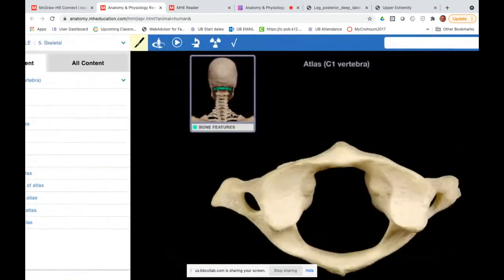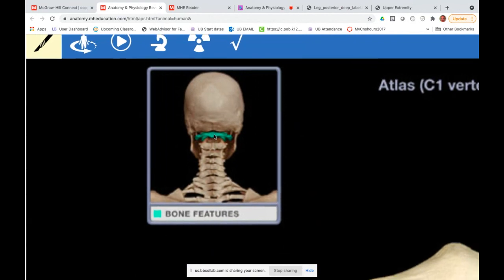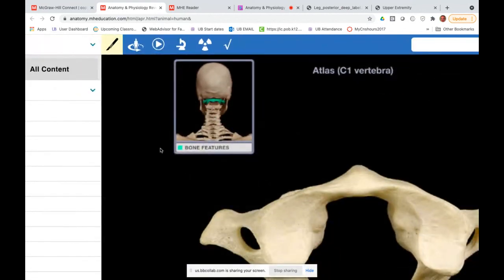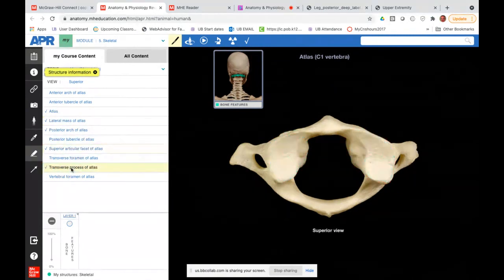So here's the atlas vertebra. Doesn't this look familiar from one of your quiz questions? What bone is this? Some of you got this one for axis. Some of you got atlas, right? The way it highlights it with that funky green. So here's the atlas, and then you just click on this. Here's the lateral mass, superior articulating facet, transverse process. You've got to go through these.